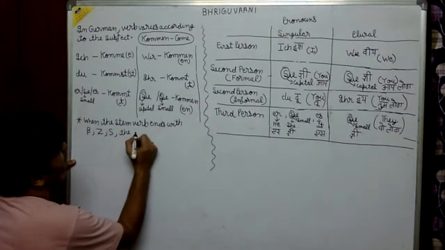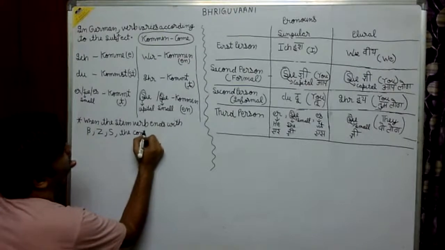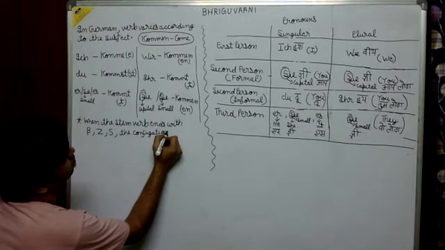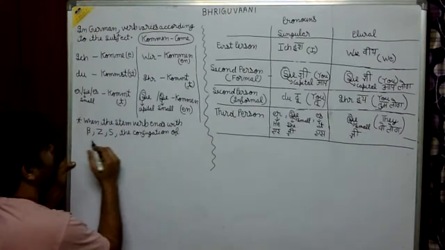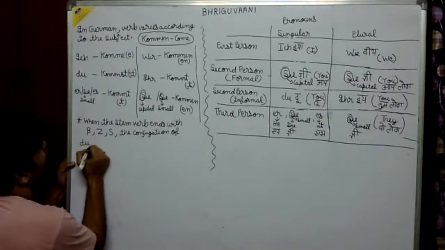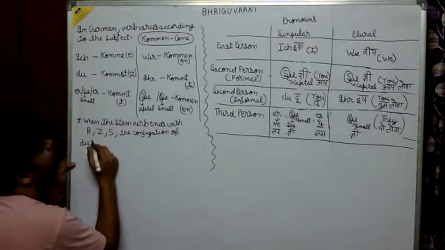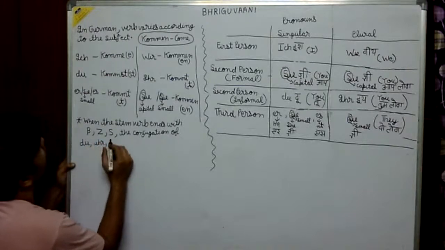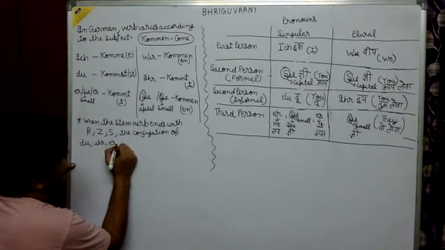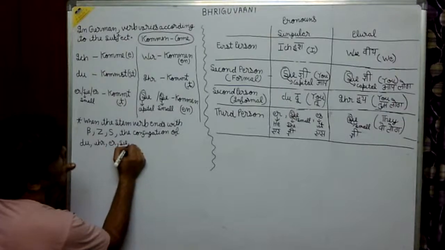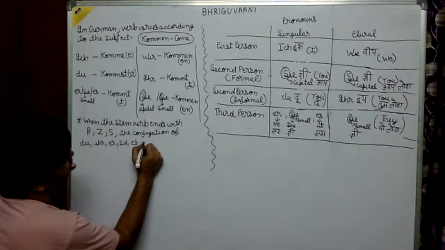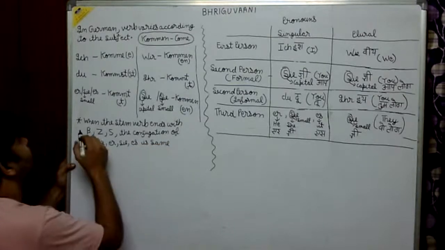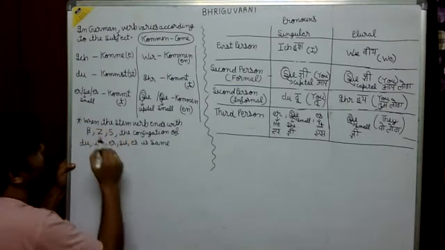The conjugation of du, er, sie, es is the same. So this is the rule here.